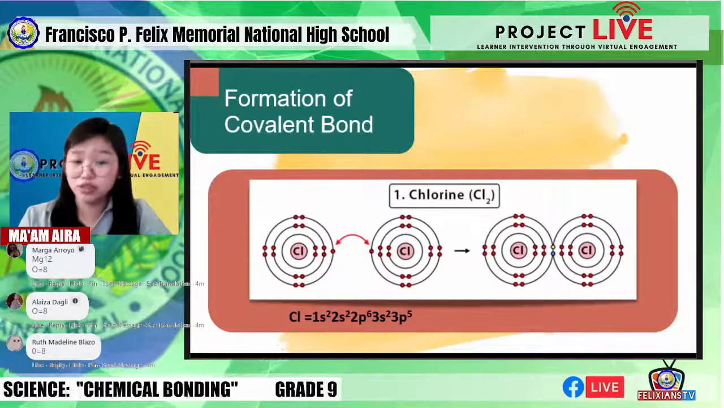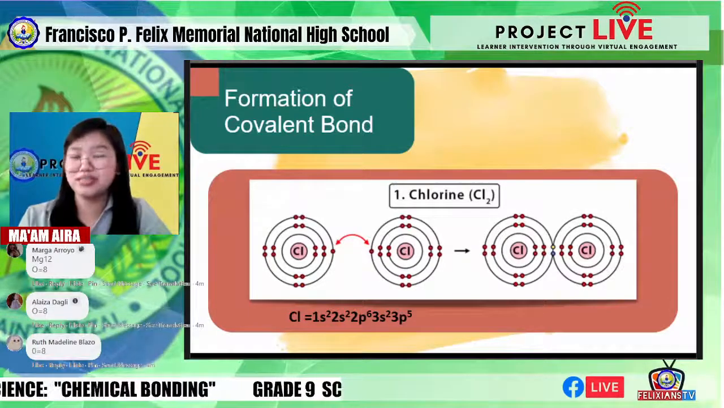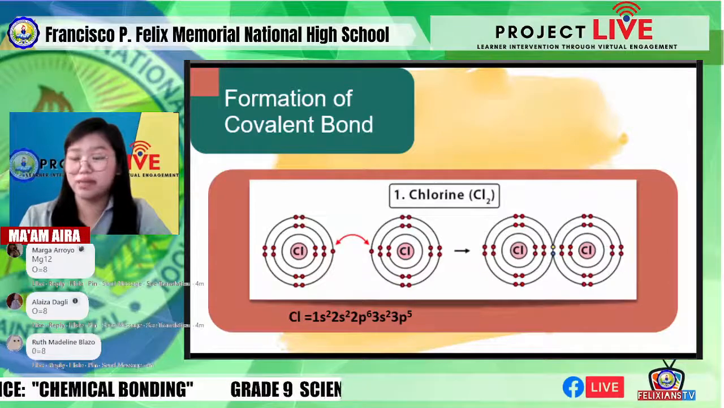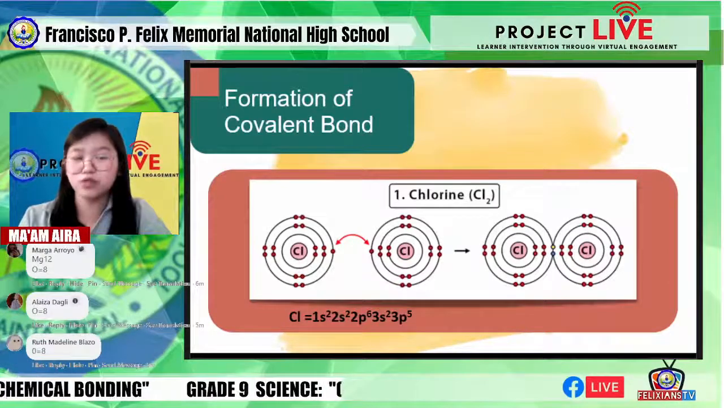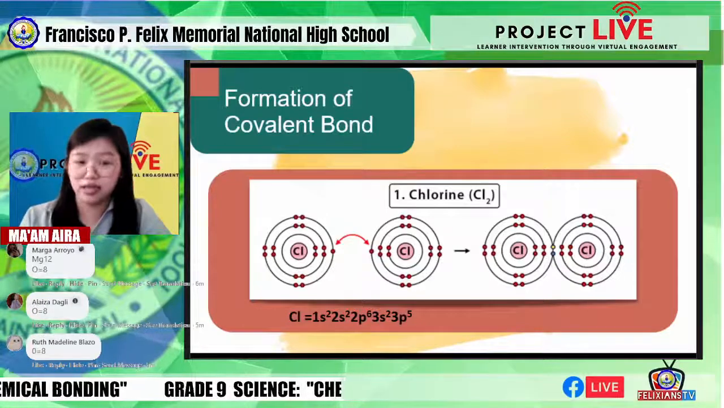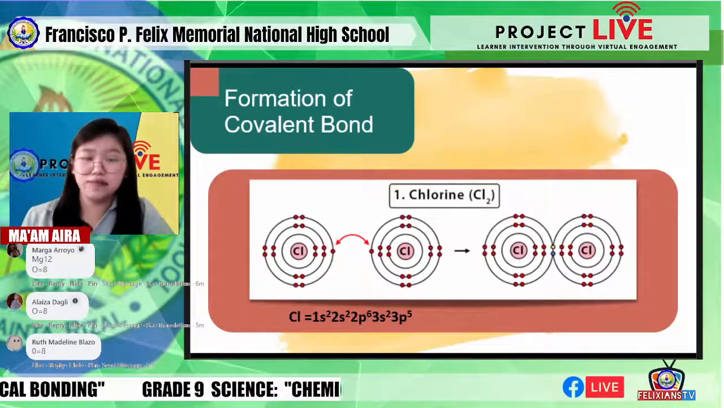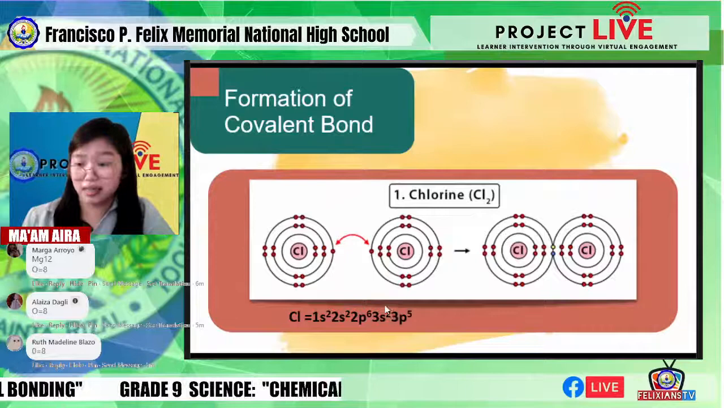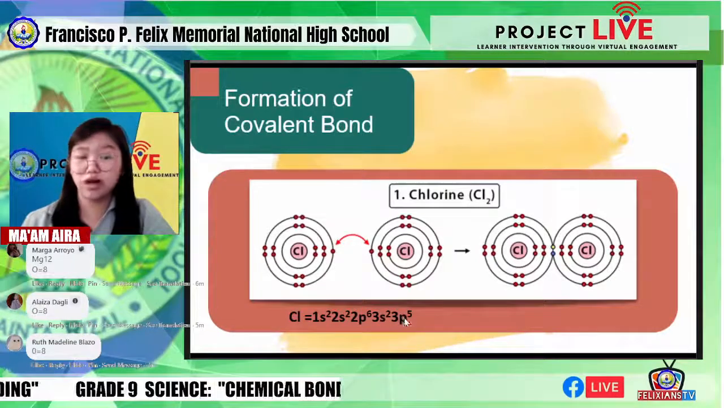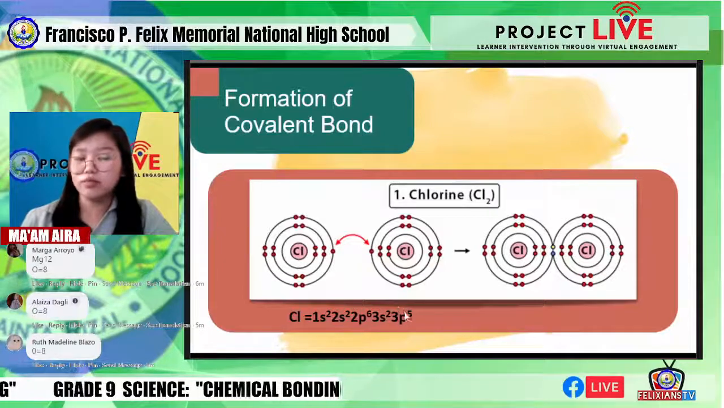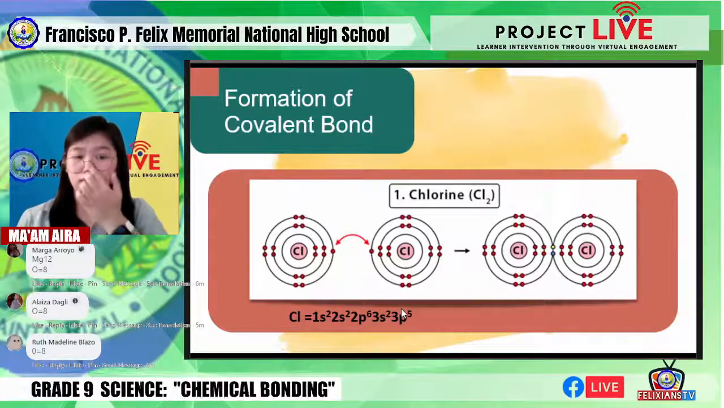That is 1s2, 2s2, 2p6, 3s2, and then 3p5. Okay? After that, the third step is to identify the valence shell. In this example, the valence shell here is 3. Fourth step, how many electrons does the outermost shell here contain?